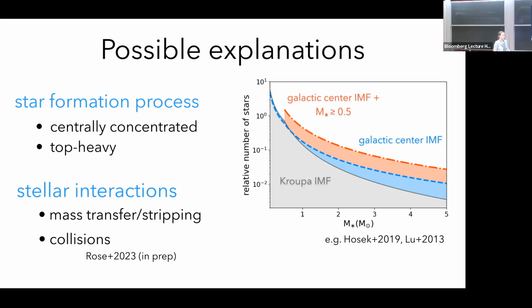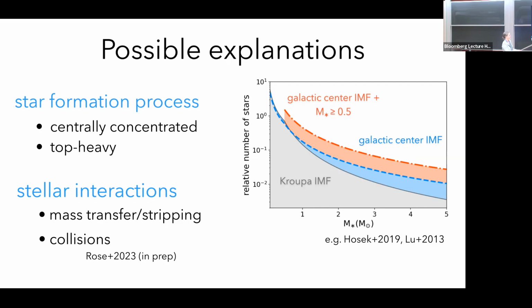There's other possible explanations here. For example, we'd expect there to be more stellar interactions in the galactic nuclei. There's a lot of recent papers on this. So with mass transfer or collisions, you could change the current population of stars separately from just the IMF. So you could potentially create more massive and more rejuvenated stars. Also with stripping of stars, you could potentially increase the relative abundance of higher metallicity elements if you're taking off the lower metallicity envelope of the star.